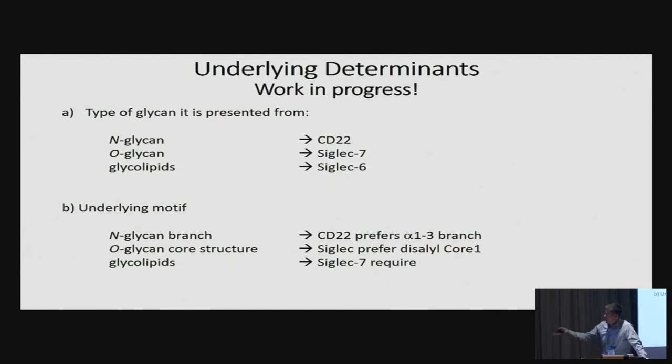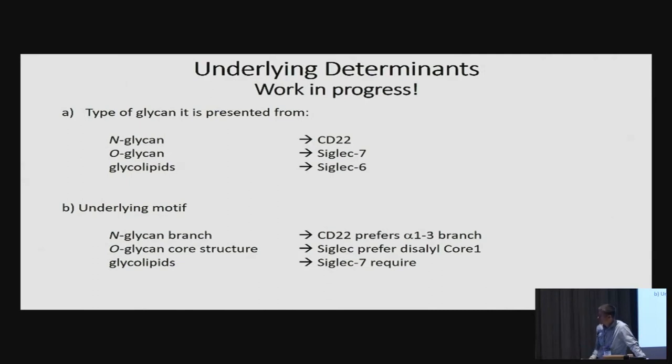So the first thing is the type of glycan that it's presented from. Really well established examples of this: N-glycans, CD22, O-glycans, Siglec 7, and glycolipids. I put Siglec 6, but we had one paper on that, so I don't think it's that established. But there are other Siglecs that bind to glycolipids. So where the sialic acid is presented from absolutely does make an impact on how specific it is for a Siglec.